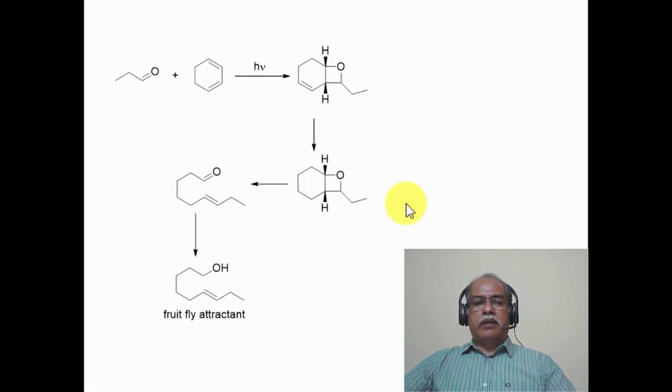Here is another example of the 2+2 cycloaddition reaction. In other words, this is an example of a synthesis of a fruit fly attractant. This is a fruit fly attractant which is a pheromone that is secreted by the fruit fly, for example.